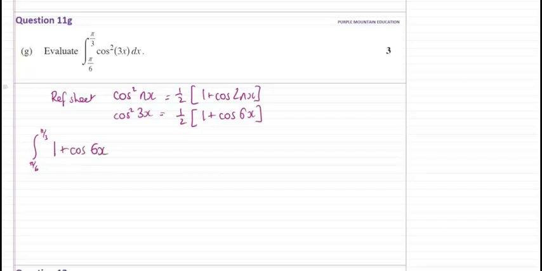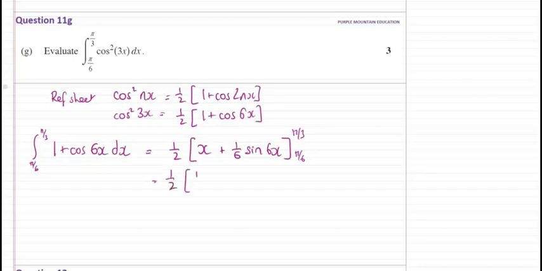and that equals a half of x plus 1/6 sine 6x evaluated from pi on 6 up to pi on 3 equals a half pi on 3 plus a sixth of 6 times pi on 3 is 2 pi, less pi on 6 plus 1/6 of sine pi.